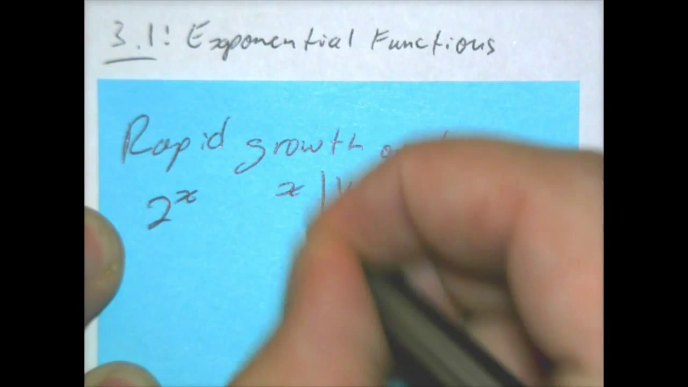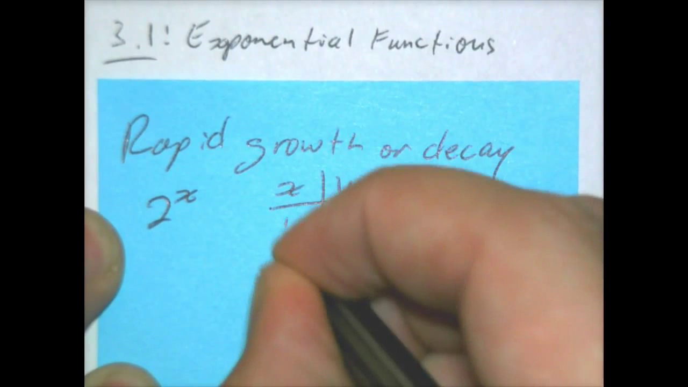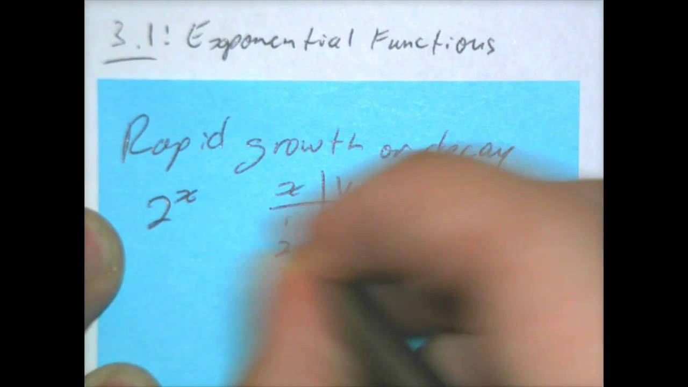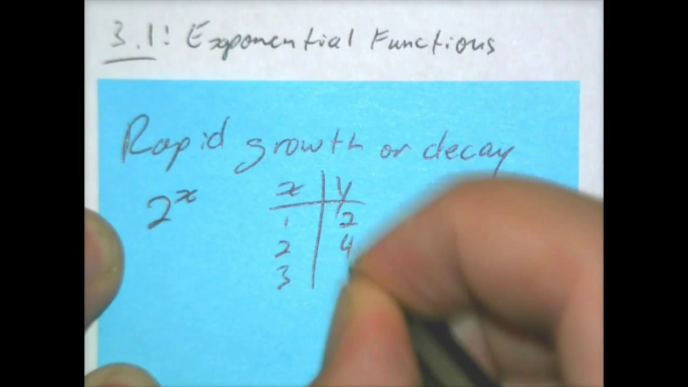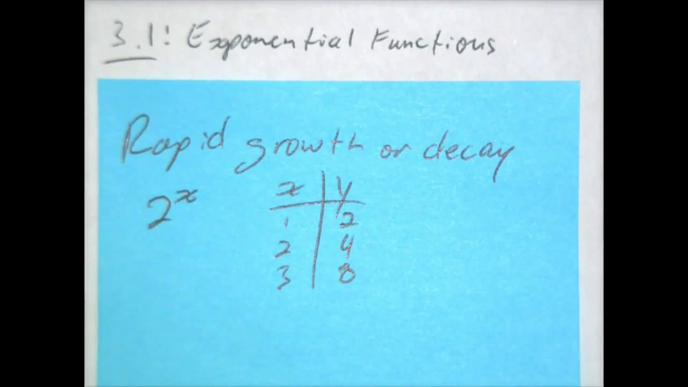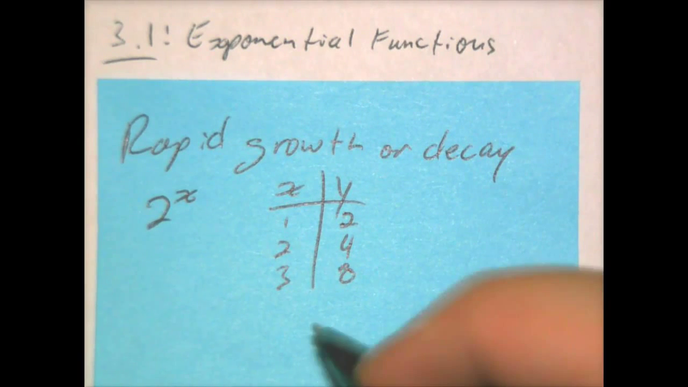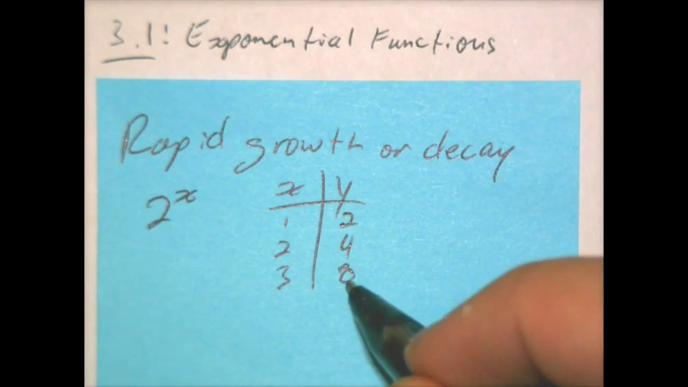If I make an x-y chart, with x values 1, 2, 3, then 2 to the first power is 2, 2 squared is 4, 2 to the third is 8. You can think about it like the handshake problem. When you shake hands with somebody, they go and shake hands with 2 other people, and then those 2 people go and shake hands with 2 other people. So by the third handshake, 8 people have had the same handshake that you have given them.